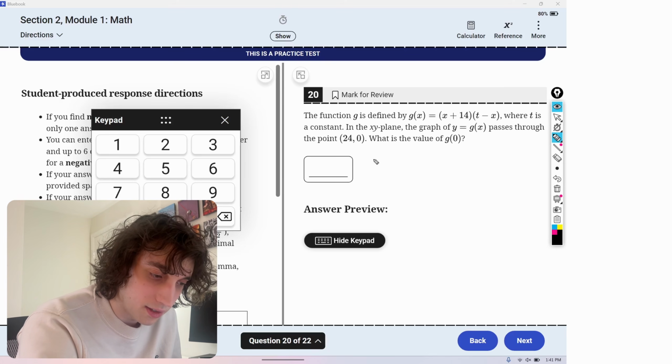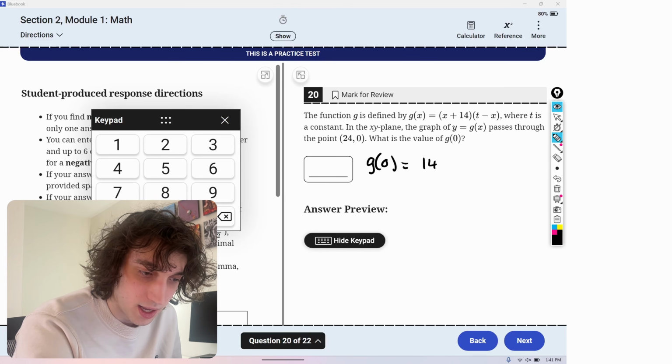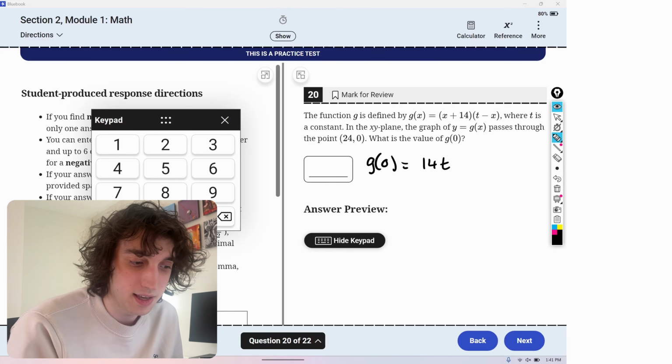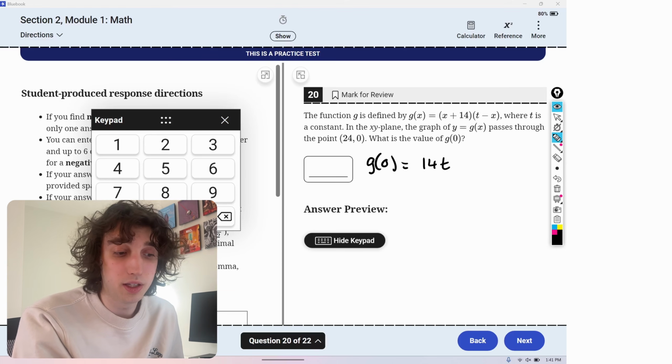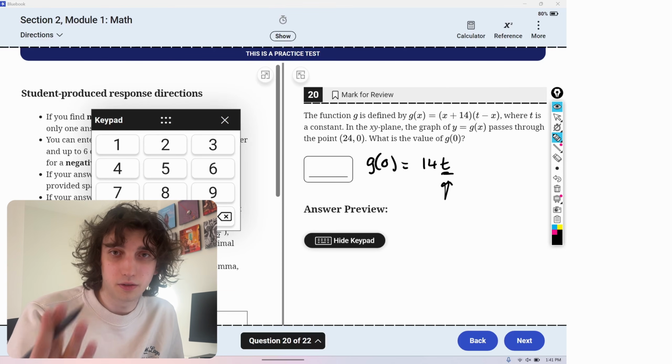And so the awkward thing is if we were to plug in g of 0, we would get 0 plus 14, that's 14, times t minus 0, that's t. But this isn't a concrete answer. We can't put 14t into the answer choice. We need to solve for this mystery constant t in order to get our answer.